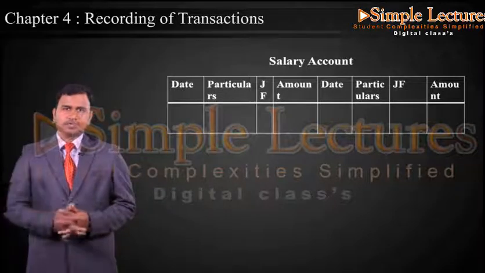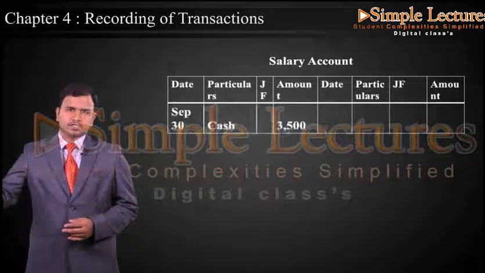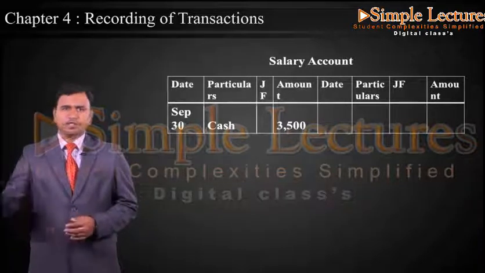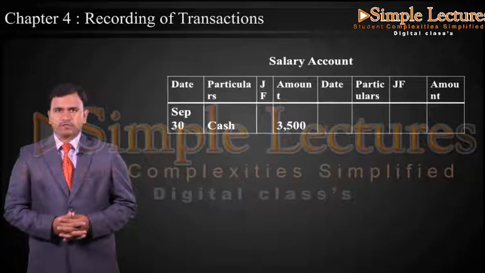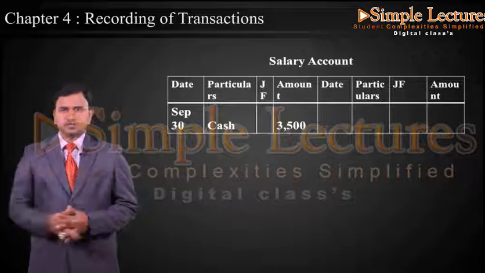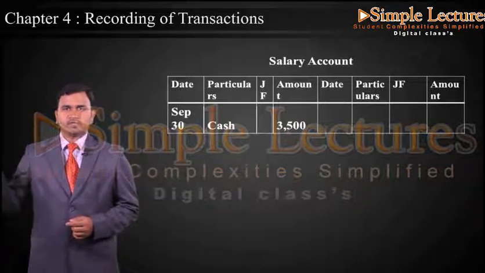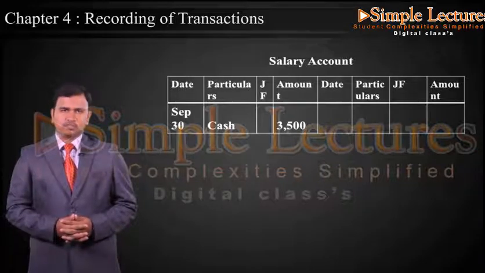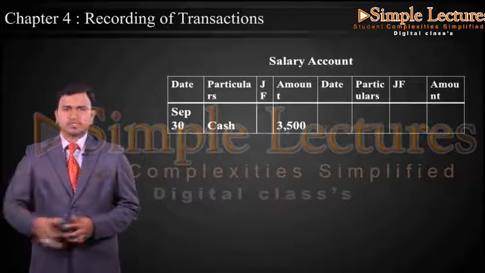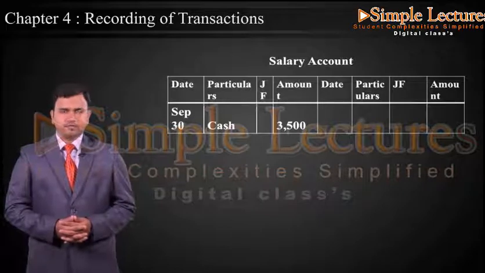So now on the debit side we are going to take the date September 30th, entry will be to cash account, in the amount column 3,500. Again we have to close this account, same total both the sides, and again credit side above total by balance carried down 3,500, again debit side next to the total, to balance brought down 3,500.